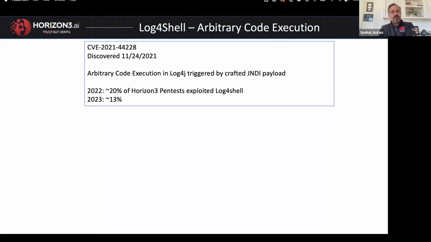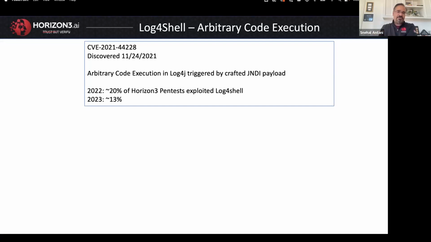So throughout 2022, about 20% of the pen tests that we ran successfully exploited Log4shell to get code execution, and then use that to go off and become domain admin or gain access to sensitive data and beyond. And in 2023, it's still a pretty high number. 13% of the pen tests that we execute exploit Log4shell in some way as a launch point to go off and achieve a critical impact.